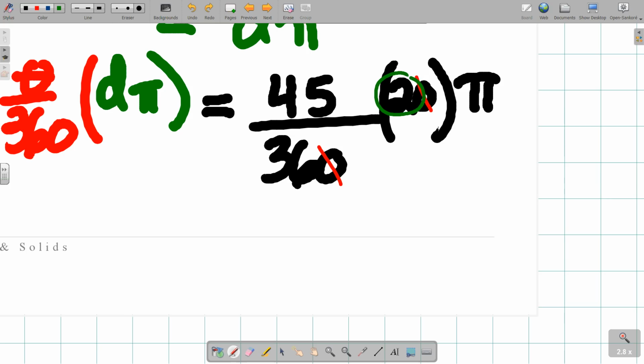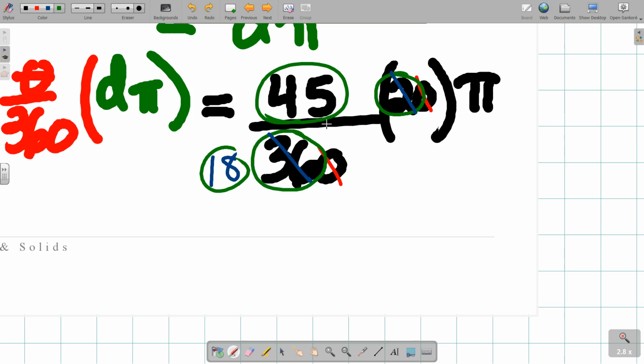I'm going to take that 2 and go into 36 to reduce it. So 2 goes into 36 18 times. Go ahead and circle 18 and 45. 9 goes into both of those. 9 goes in here 5 times. 9 goes in there twice. My final version of everything, and this is called exact radical form, exact terms.